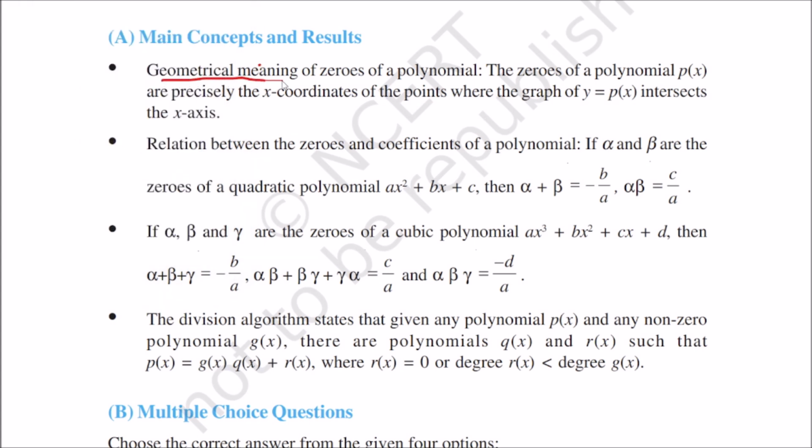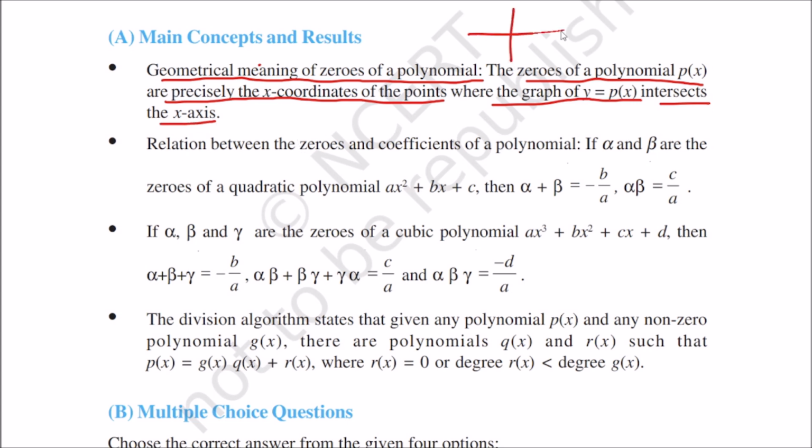The geometrical meaning of zeros of a polynomial: the zeros of a polynomial p(x) are precisely the x-coordinates of the points where the graph of y = p(x) intersects the x-axis. So zero means the points where the graph intersects the x-axis are the zeros.